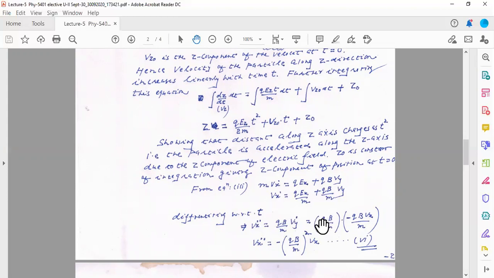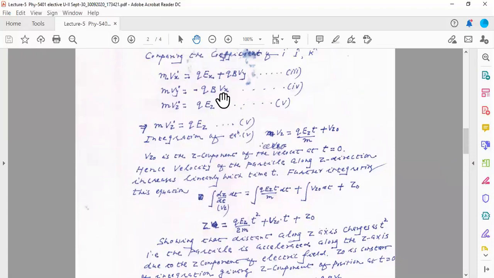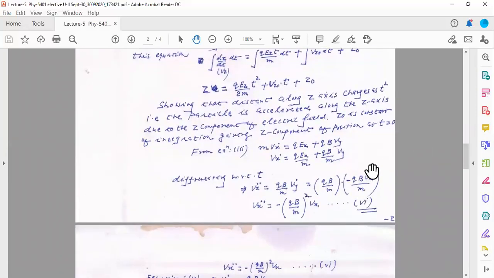Look at this expression which I obtained here. And vy dot I calculated from equation number 4. What is vy dot? vy dot is minus qB over m into vx. This you can calculate from equation number 4. So I write down this vy dot using this expression.